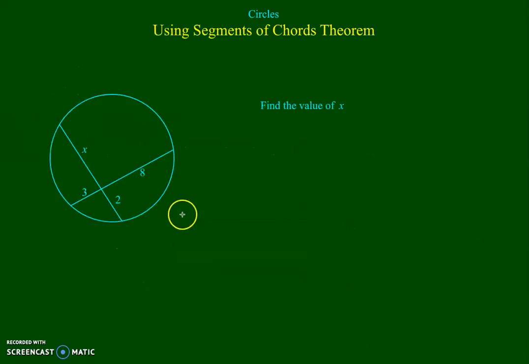In this example, we have two chords intersecting inside the circle, and they're broken up into segments which were given, all except x. So we need to solve for x. So based on the segments of chords theorem, we know that 2 times x, the product of the segments of this chord, equals the product of the segments of this chord, equals 3 times 8. So 2x equals 24, x equals 12. Fairly straightforward idea here. Now let's take a look at an example that requires a little bit more work, but it's the exact same process.